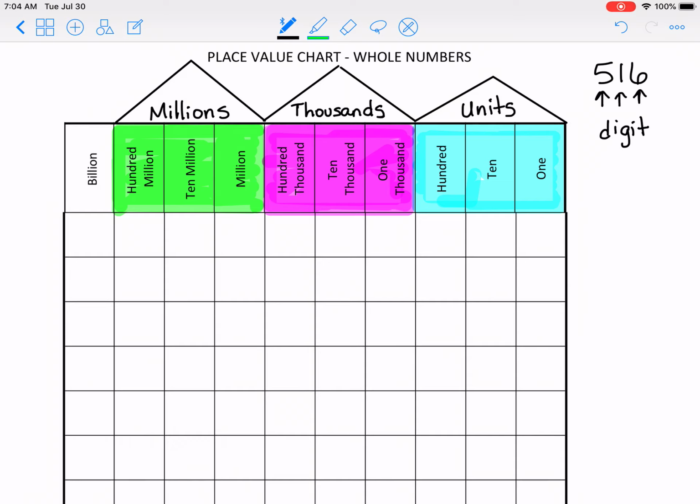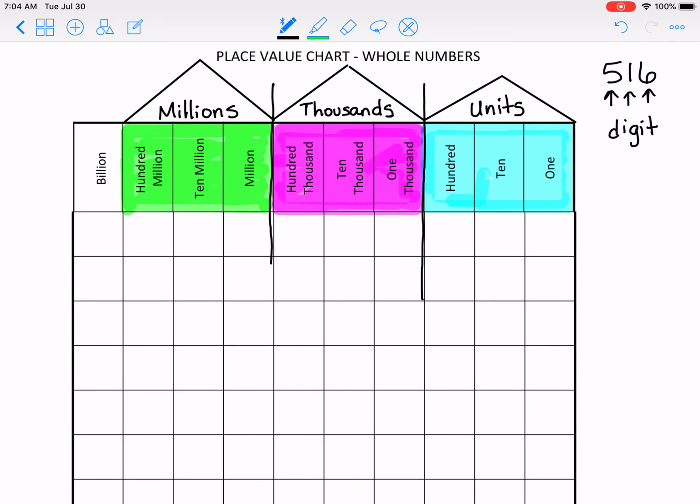Now, like I said, I was referring to each of these as a period. And each period within the place value chart includes 3 place values. Now, how do we separate those? We separate those periods with a comma. So we always know that after every 3 digits of a number, we're going to place a comma.